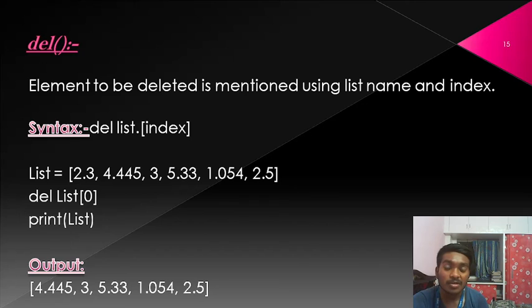The delete method is used not only with lists but also with classes and objects. del list[0]. Now we are going to delete the item in the list which is present at the 0 index position. Print the list after deleting the item at the 0th index position. The list output is 4.445, 3, 5.33, 1.054, 2.5.